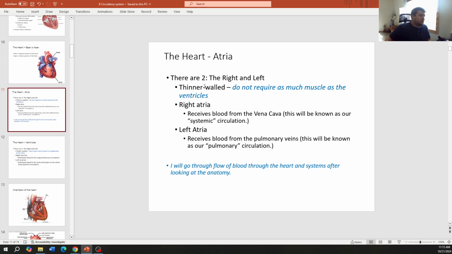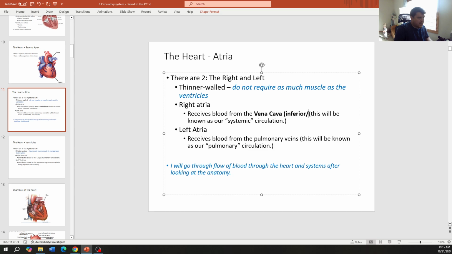Okay. The right atria specifically is going to receive blood from the vena cava, however you want to pronounce it. And it's actually going to be, there's two vessels. They have an inferior and superior vena cava.